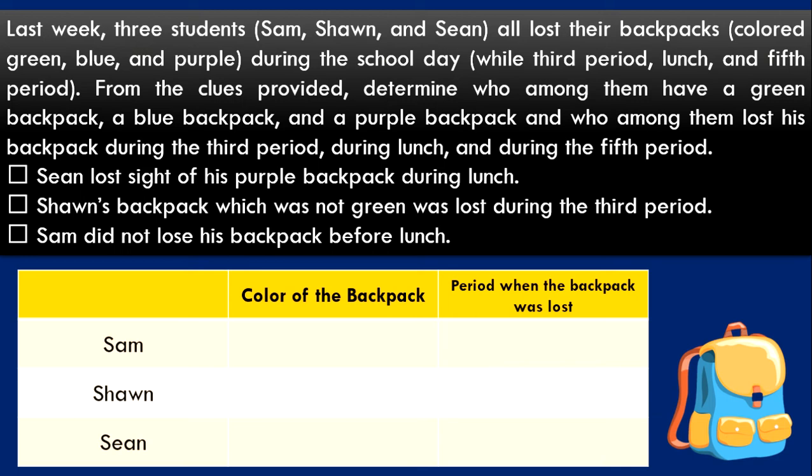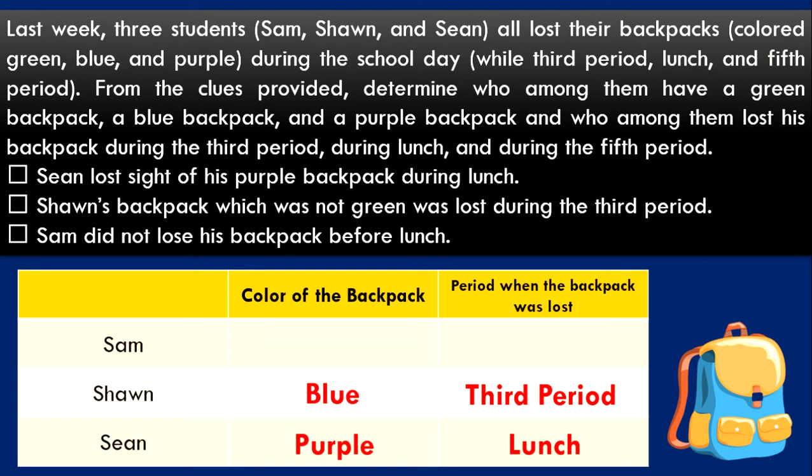So from the first statement, Sean lost sight of his purple backpack during lunch. So the color of backpack of Sean is purple, and it is lost during the lunch. And then another one, Shawn's backpack, which was not green. So if it is not green, and Sean's backpack is purple, so obviously it is the blue backpack. Okay? And it is lost during the third period. Okay? And then last one, Sam did not lose his backpack before lunch.